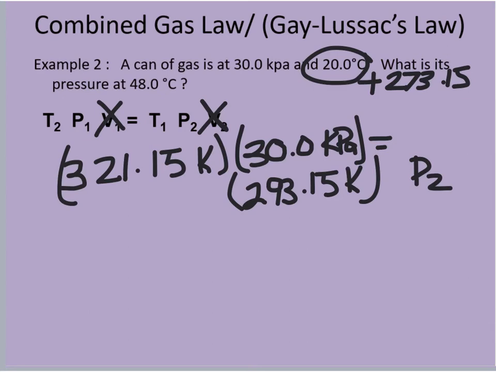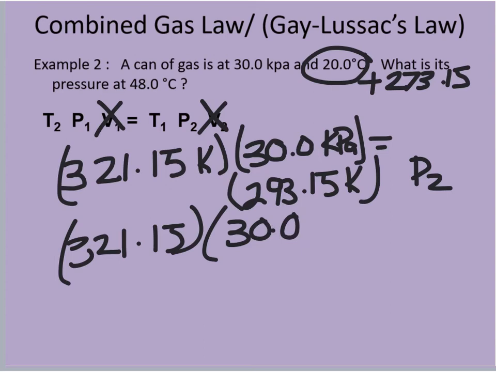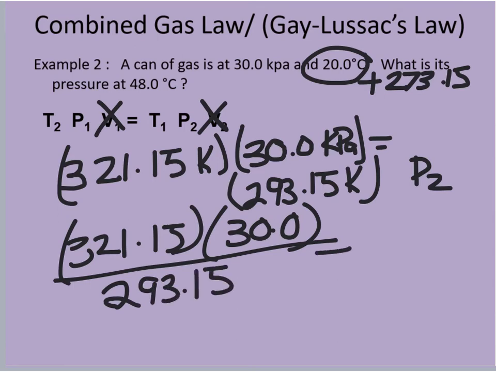So when you do the math, you're going to take 321.15 multiplied by 30, and then you're actually going to divide by the 293.15. And our units of Kelvin are going to cancel. We're going to get units of kilopascal. And my kickout number was 32.86. I want to round to 3 significant figures. So that's going to be 32.9 kilopascal.